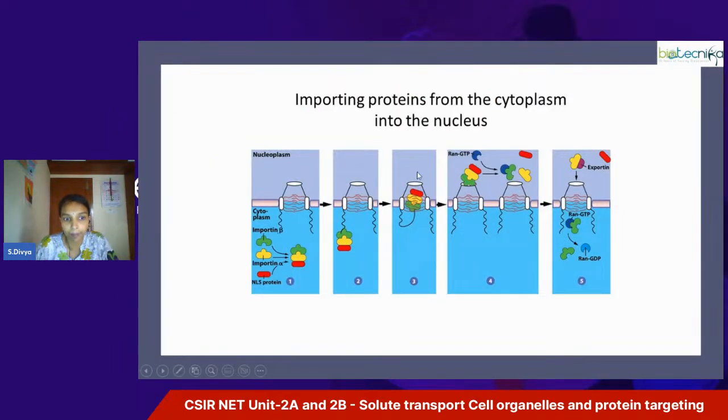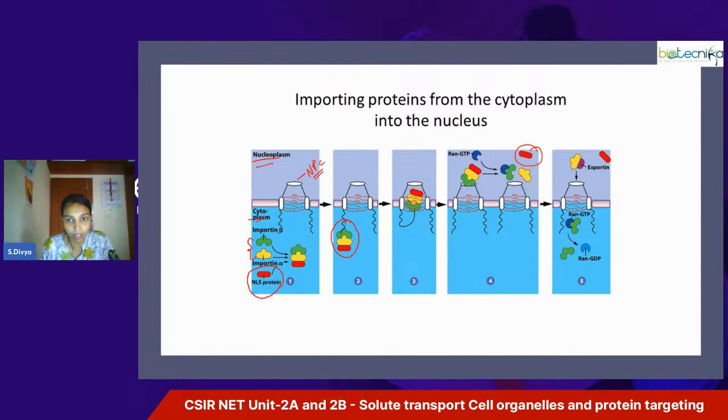And this is how the import occurs. So this becomes your NPC, nuclear pore complex. These are the receptors, alpha and beta, which carry the NLS-containing protein, which will be tethered to the cytoplasmic elements in the NPC, and the cytoplasmic elements will pull the cargo towards the nucleoplasm. This is nucleoplasm, this is cytoplasm. So the NLS-containing protein has reached its destination, that is the nucleus.